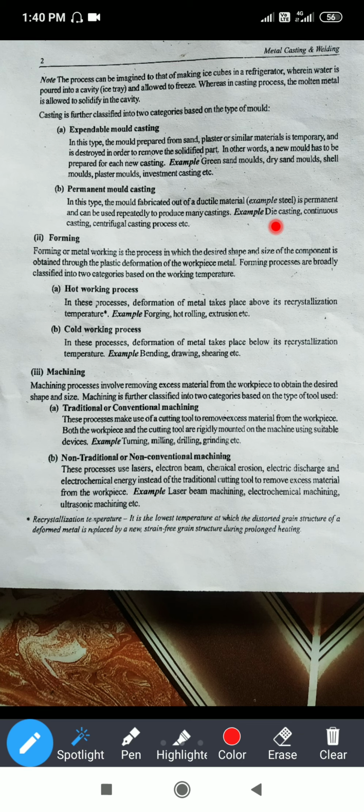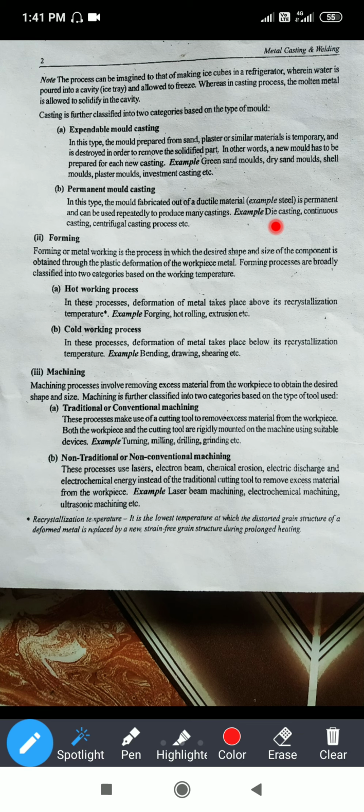Now the second is permanent mold casting. In these types, the mold is fabricated out of a ductile material, for example steel. You have seen the steel dies which are used in forging, and they are also used in casting. Steel dies are used permanently if there is mass production, where castings are to be removed continuously, or for small non-ferrous metal parts.